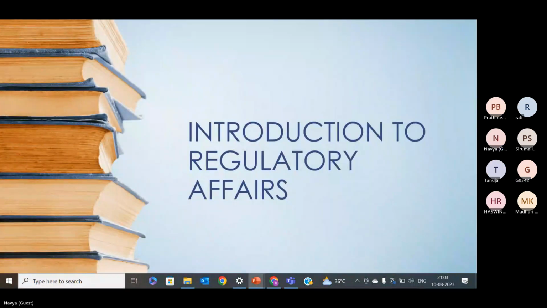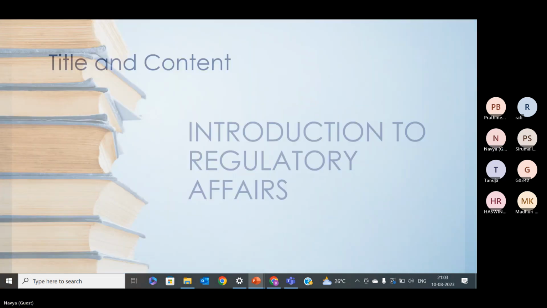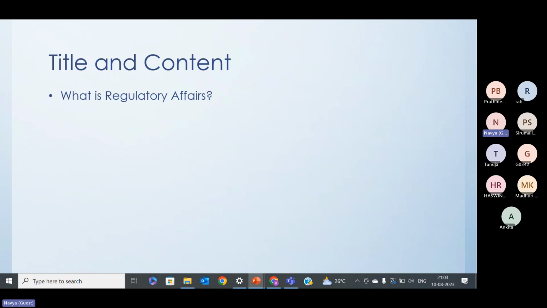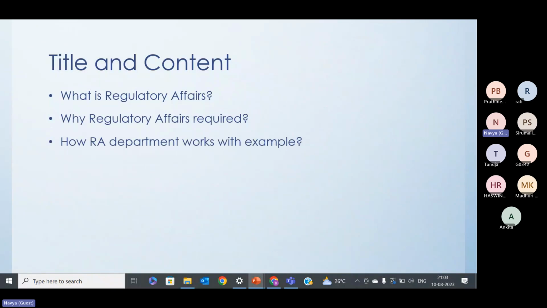Yeah. Okay. Yes. So let's have a brief introduction regarding regulatory affairs. Let's see what regulatory affairs is and how it works. I just want to introduce you all to regulatory affairs. What are the things involved in regulatory affairs? To begin with, we will learn what regulatory affairs is, why it is required, and how the regulatory affairs department works, with an example.